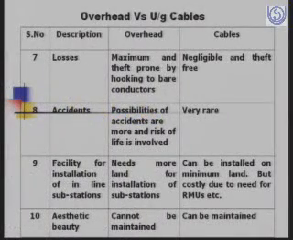The losses are more in an overhead line because hooking is possible, and they are negligible in an underground cable, though there have been reports of people stealing cables, but otherwise hooking of cables is negligible. Then in case of overhead lines, the accidents are much more and the risk to life is very much more, whereas in cables it is very rare.